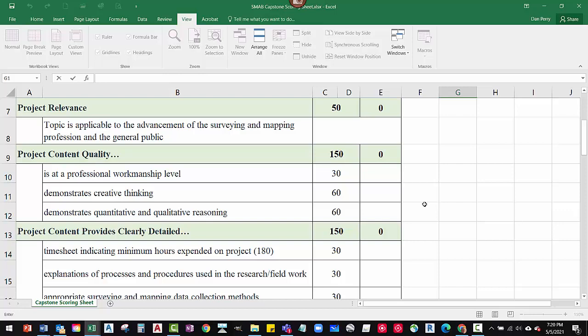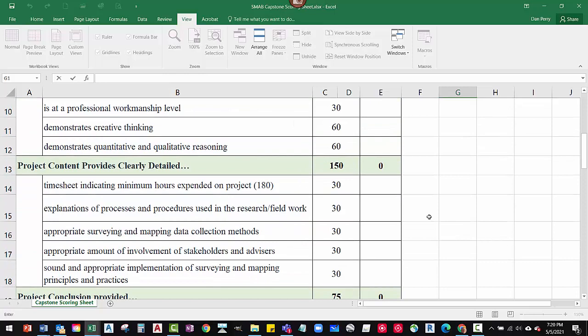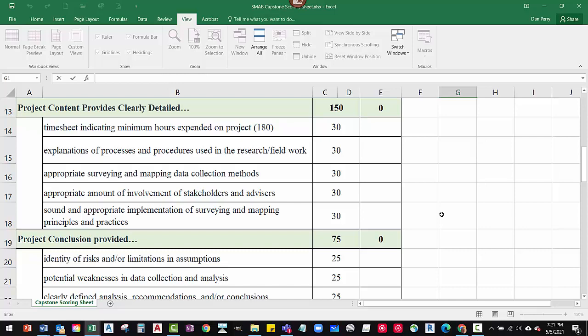So again, the other two I think are fairly explanatory: demonstrates creative thinking, and demonstrates quantitative and qualitative reasoning. The next section, project content, provides clearly detailed, again, there should be a timesheet in there, explanations of process and procedures that are used, appropriate surveying and mapping data collection methods, how we normally do it, so that should coincide with how you'd think it should be done. And then appropriate amount of involvement with the stakeholders. So the stakeholders can be things like, for example, if it's GPS on benchmarks, the stakeholder there is the NGS. So did they conform to the standards that NGS has set out for the GPS on benchmark standard?